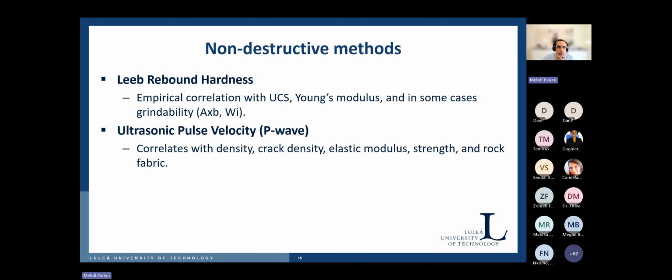So if I move on to the next part, among non-destructive methods, I mostly focus on those relevant for rock hardness and comminution. We have portable tools such as the Leeb rebound hardness tester and ultrasonic pulse velocity devices. Since the focus of this talk is mostly on comminution, these portable systems are particularly relevant. They provide information on rock strength such as UCS, uniaxial compressive strength, Young's modulus, and in some cases we can correlate this information to grindability.